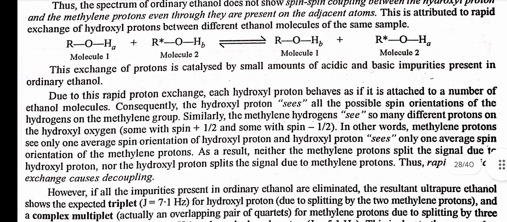In other words, methylene protons see only one average spin orientation of hydroxyl protons, and hydroxyl proton sees only one average spin orientation of the methylene protons. As a result, neither do the methylene protons split the signal due to the hydroxyl proton, nor does the hydroxyl proton split the signal due to methylene protons. Thus, rapid chemical exchange causes decoupling.